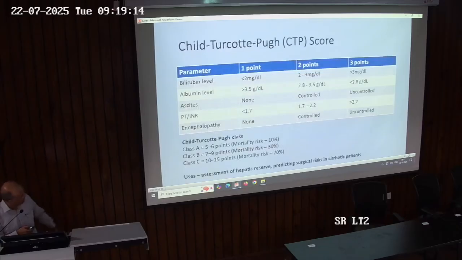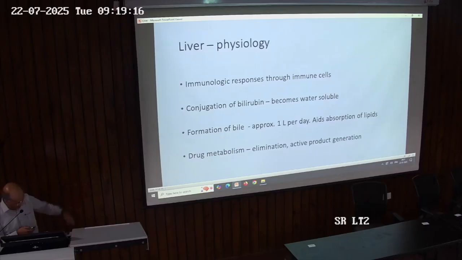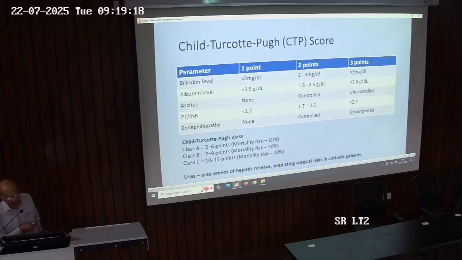Now, we are more concerned about knowing how functional the liver is in a patient. So for that we have these two scores. The first is the Child-Turcotte-Pugh score. This often comes as a short note. Child Scoring System or CTP score.